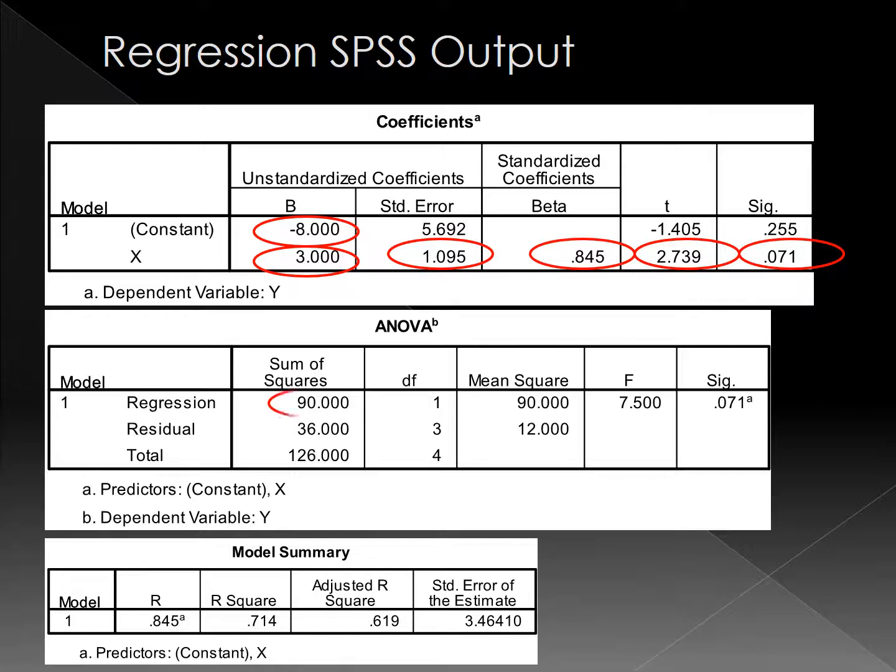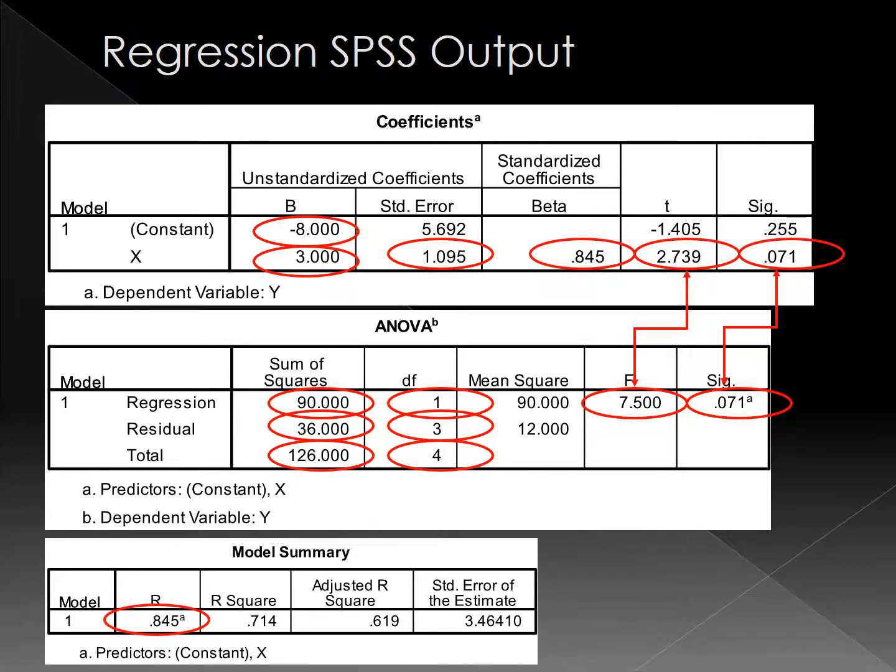The second table is the ANOVA source table I just showed you. So SS regression, SS residual, SS total, DF regression, DF residual, DF total, mean square, this is the F-test, and the p-value for the F-test. As you can see, it is the same thing as the t-test. If you square 2.739, you will get 7.50, and the p-values are the same.